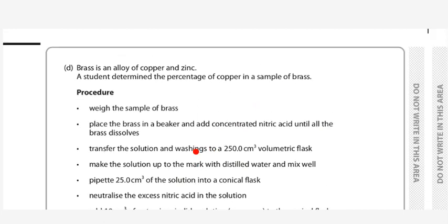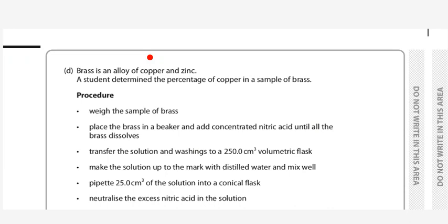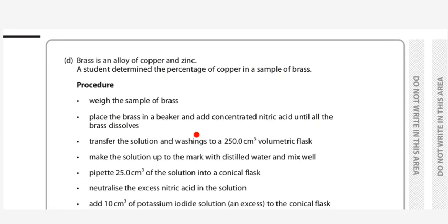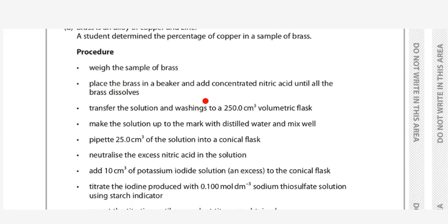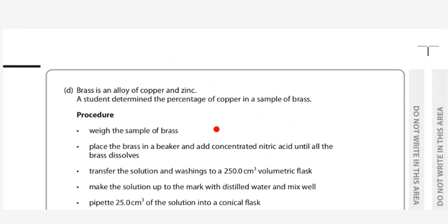Nitric acid reacts with zinc easily, and it also reacts with copper, but the zinc is a displacement reaction. Hydrogen is displaced, but the copper is a different reaction. Nitrogen dioxide and copper nitrate is produced, not hydrogen gas. The reason is copper is below hydrogen in the reactivity series.